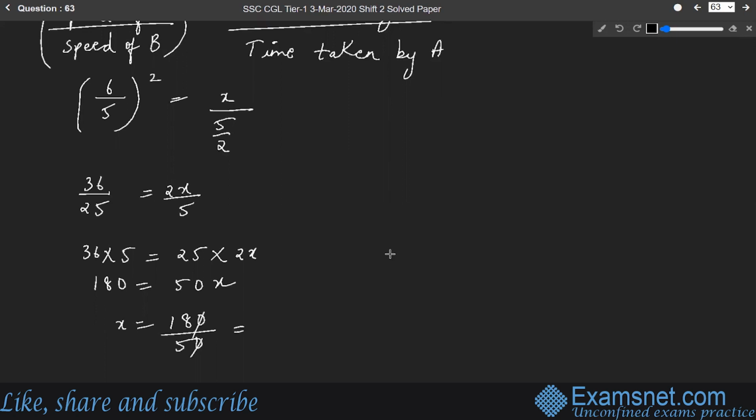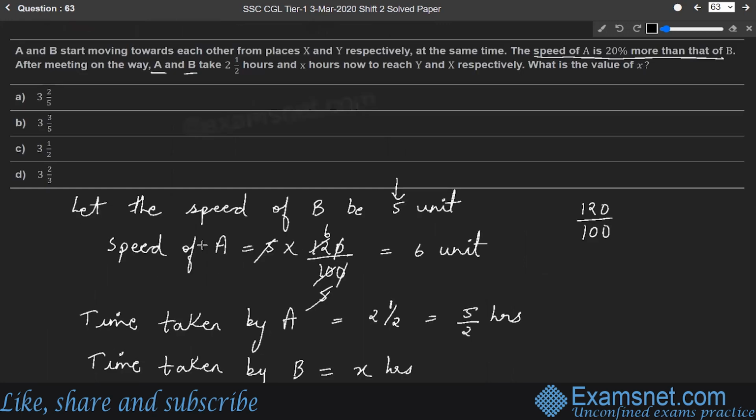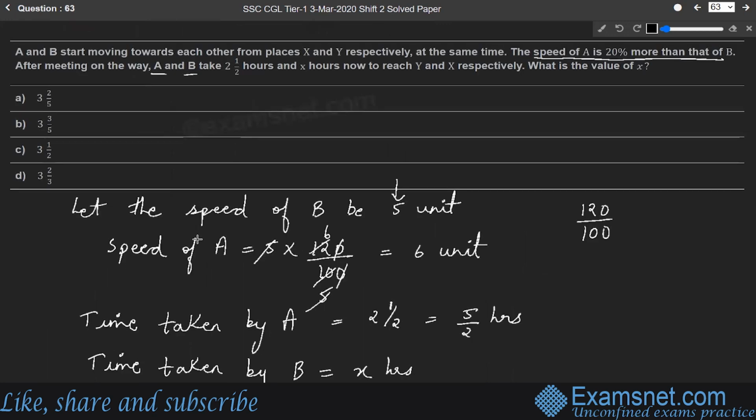Now we have to convert it into a mixed fraction. So it will be 3 3 by 5. How to convert it? It is very simple. You just have to divide it. So 5 into 3 gives 15. Okay. And the remainder will be 3. So we have to write this quotient first, then 3 by 5. So in this way, we have converted this into a mixed fraction. So the value of x is 3 3 by 5. It means B takes 3 3 by 5 hours to meet the point capital Y. And hence the correct answer for this question is option number B here.